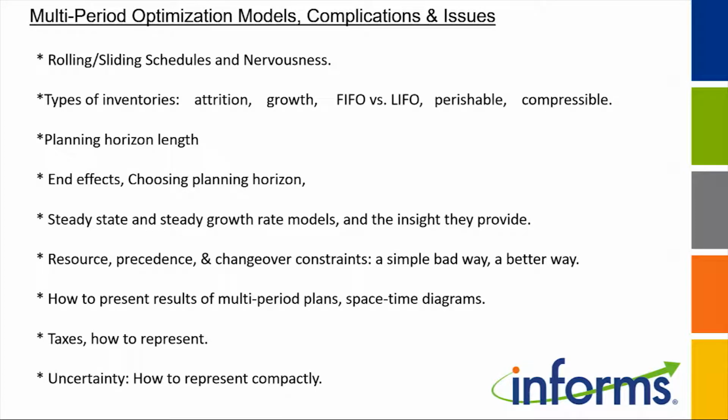Some of the issues that we're going to be talking about are rolling and sliding schedules, types of inventories, attrition and growth. For example, attrition is an example of a workforce that for most workforce planning, you're going to have attrition. And in some places, the attrition is close to 100%. I don't know what it is with truck drivers these days, but truck drivers in particular, I think, have had a fairly high attrition rate. There's a fairly simple modification to the inventory balance constraint to represent attrition. If you're investing in something, it's just the other way. It's a coefficient greater than 1 rather than less than 1.